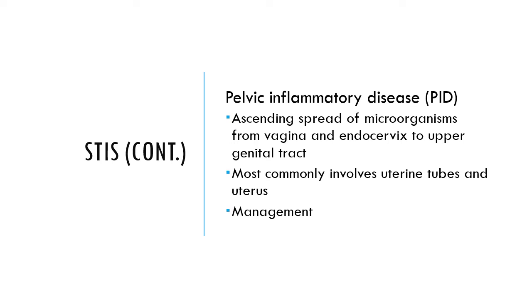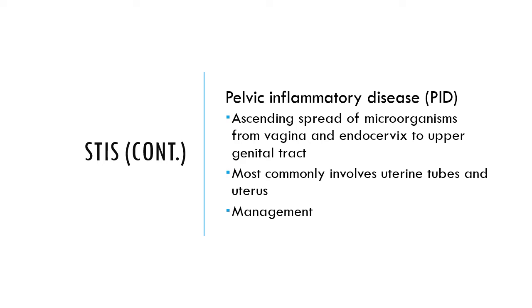The next thing is going to be pelvic inflammatory disease, or PID. So this is the ascending spread of microorganisms from the vagina and the endocervix to the upper genital tract. This most commonly involves the uterine tubes and the uterus. So this is going to cause salpingitis as well as endometritis. It's going to increase our risk for an ectopic pregnancy, chronic pelvic pain, and infertility, okay, because it's going to cause scarring to those tubes and to the uterus.